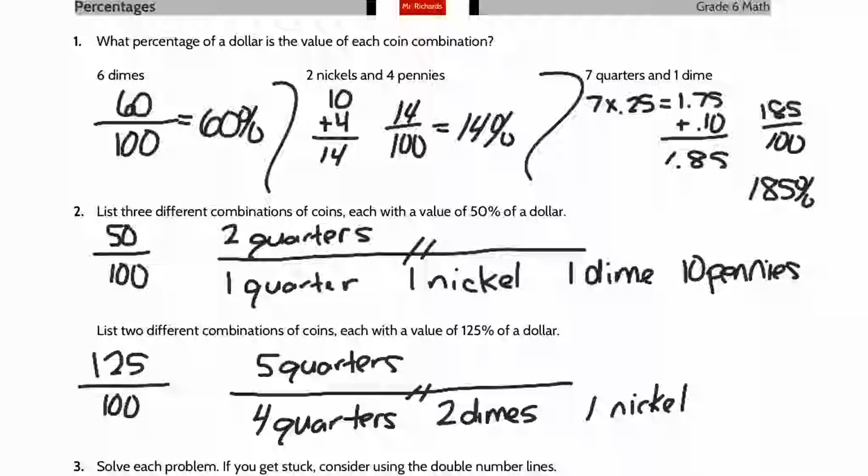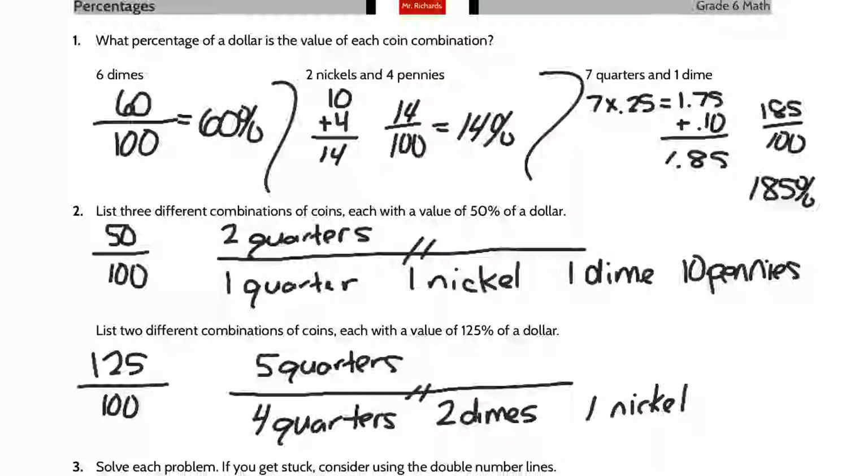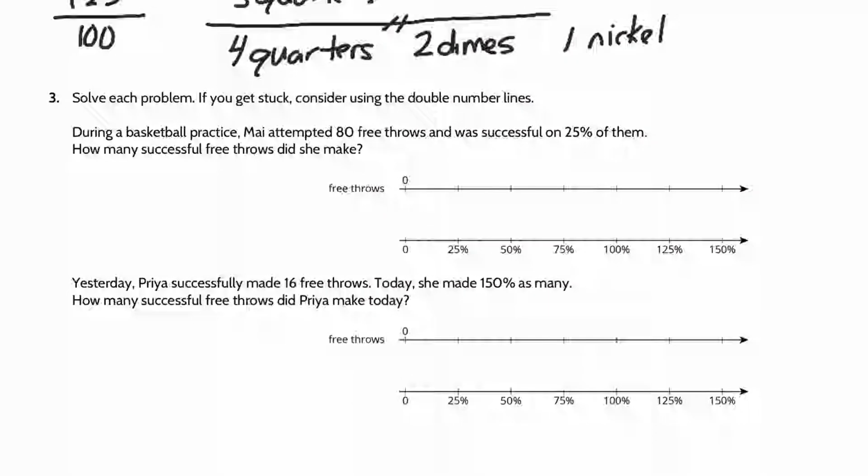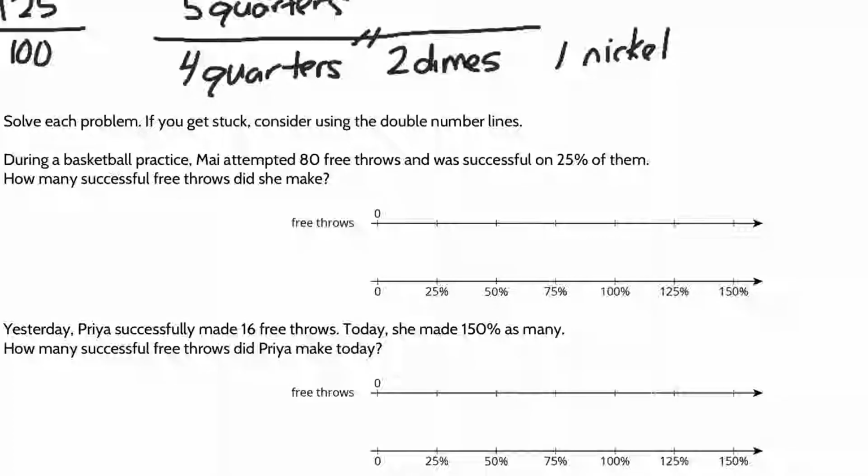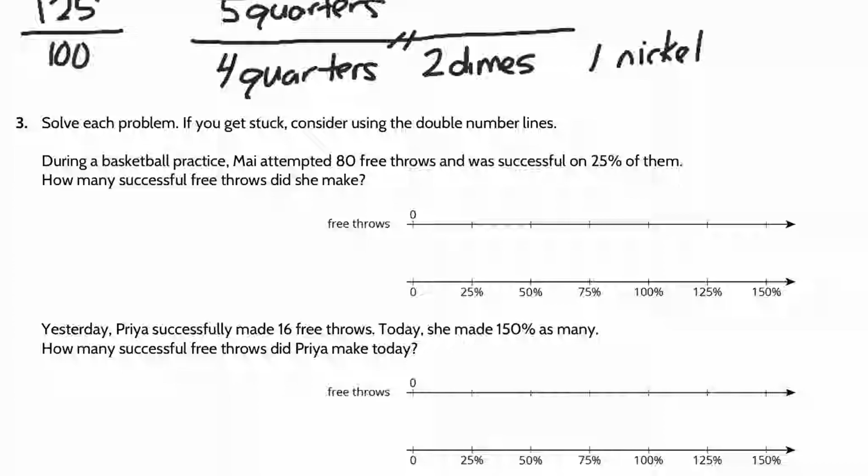All right, let's look now at question 3. Solve each problem. If you get stuck, consider using the double number lines. During a basketball practice, May attempted 80 free throws and was successful on 25% of them. How many free throws did she make? Well, the 80 free throws represents 100% of the shots she took. Our number line here is divided into fourths. It takes us 1/4, 2/4, 3/4, 4/4.